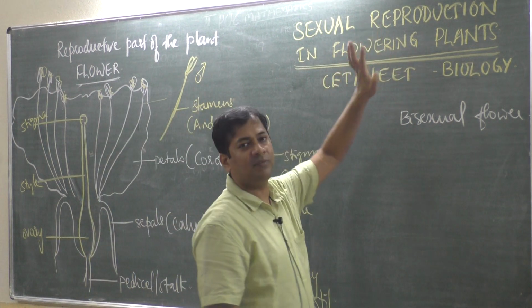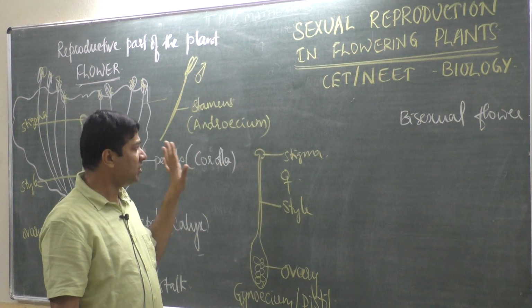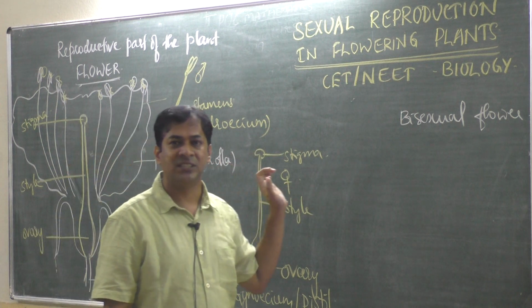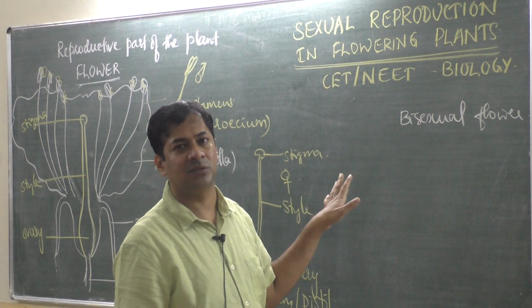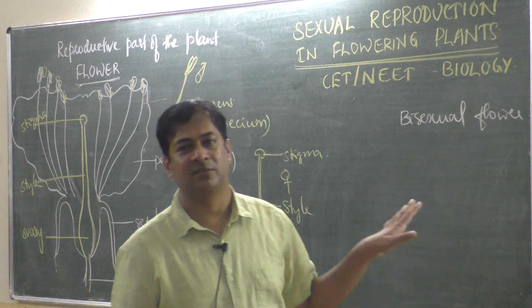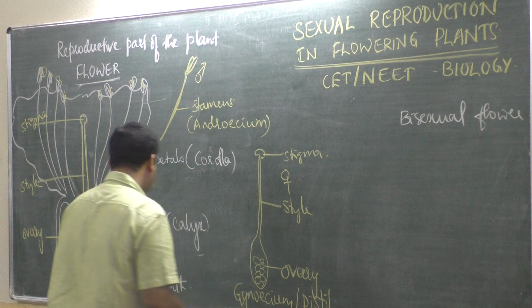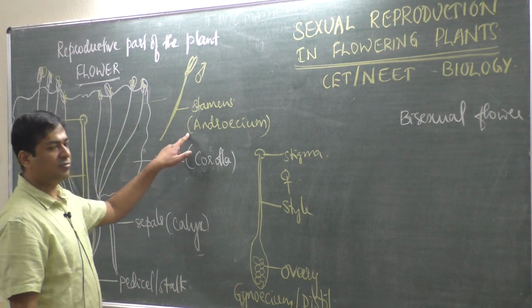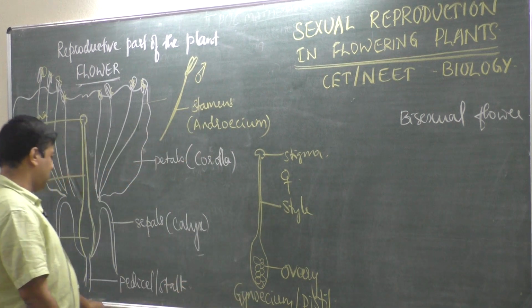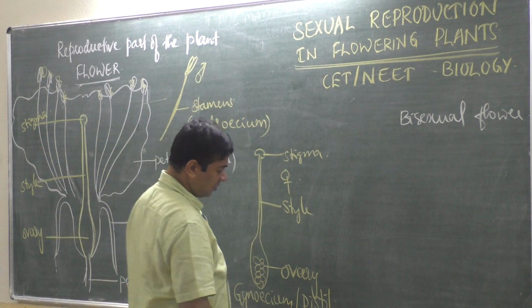Sexual reproduction in flowering plants. We learned the structure of a flower because we are discussing the part of a plant which is meant for sexual reproduction. Which part of the plant is meant for sexual reproduction? That is the flower. Flower is the sexually reproductive part of a plant. Male reproductive part is called androecium. Female reproductive part is called gynoecium. So now you can compare it to the first chapter.